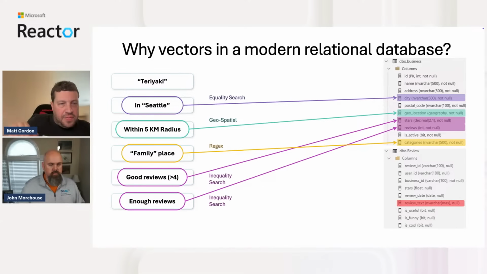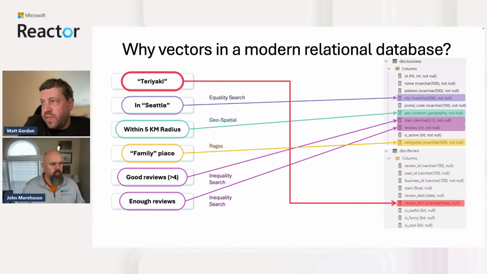We then want it to be a family place. So that's probably going to be a regex to determine that, so that's an nvarchar field there. And then we've got a couple inequality searches as well. We want the reviews to be good, greater than 4 stars. And we want there to be enough. We want to make sure it's not just the 2 people that have gone say it's great. We want to make sure that it's been open a bit, and a lot of people have gone and think that it's really good.